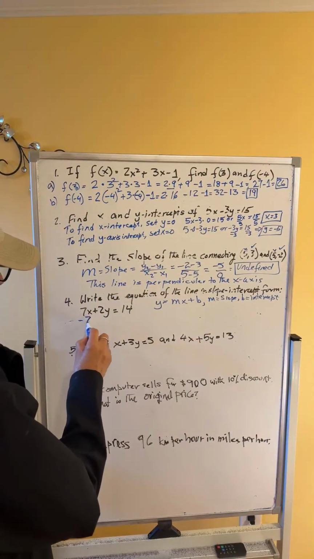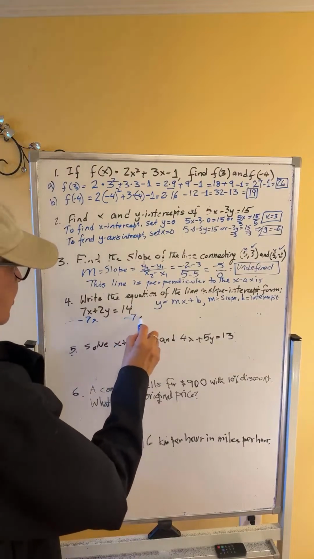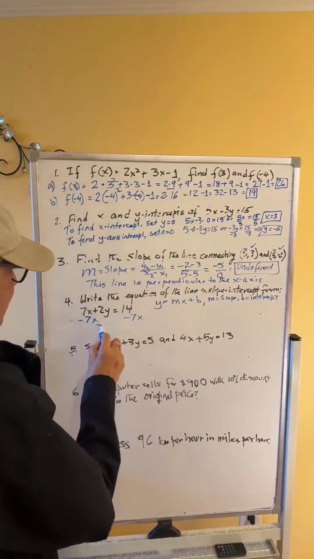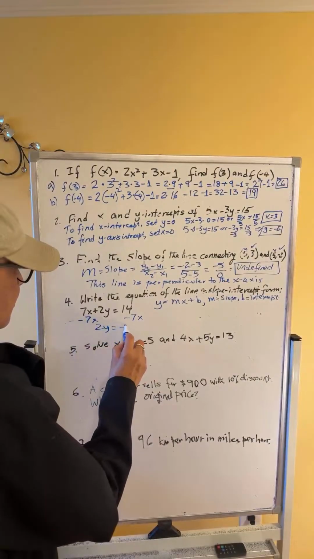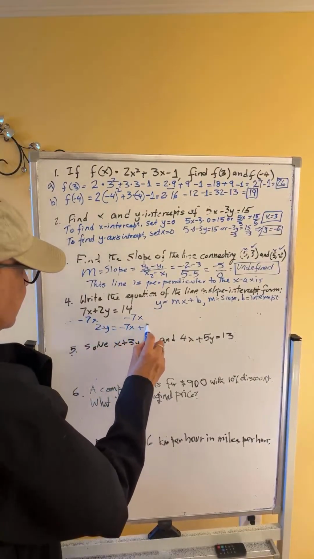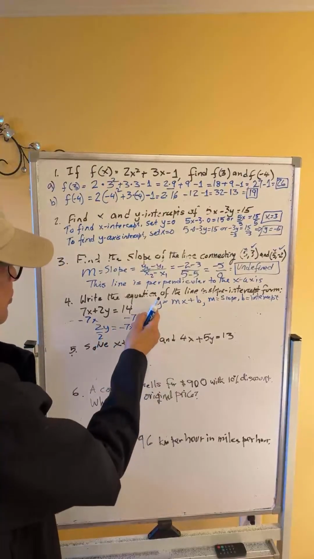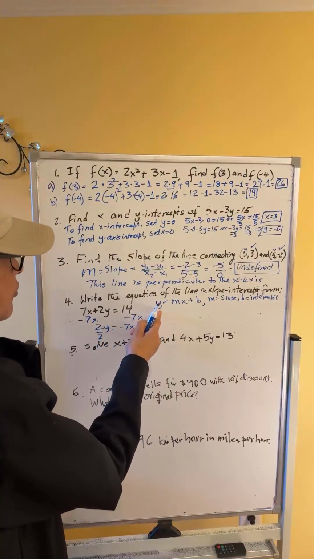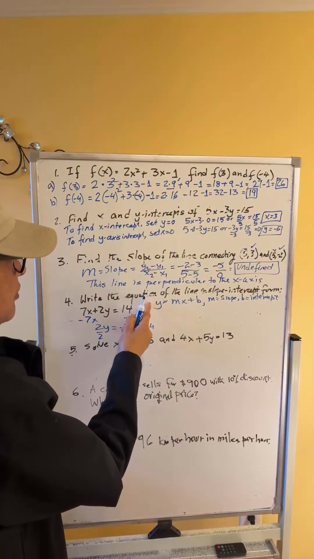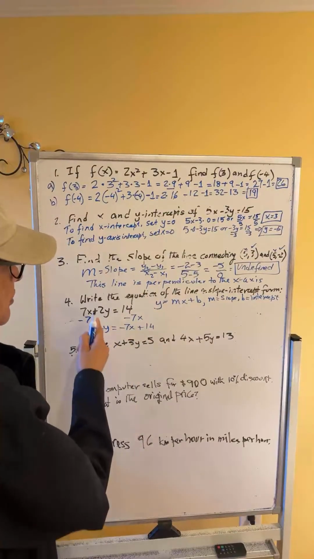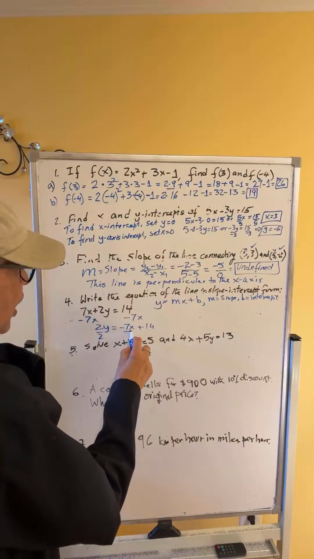So first thing we will do, we subtract 7x on both sides. So that will reduce it to 2y equal to minus 7x plus 14. Now divide by 2. Why are we dividing by 2? Because in the slope-intercept form, the coefficient of y, the number in front of y, is 1. So 2 divided by 2 will make it 1.